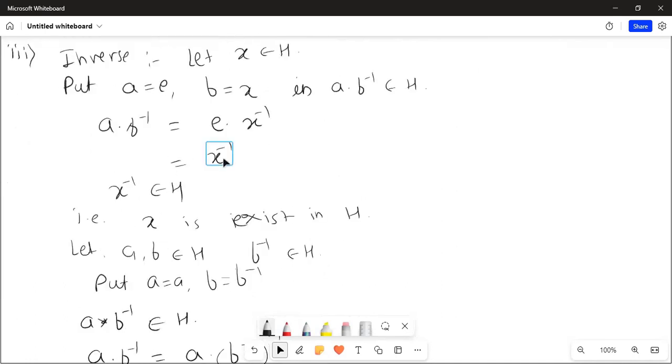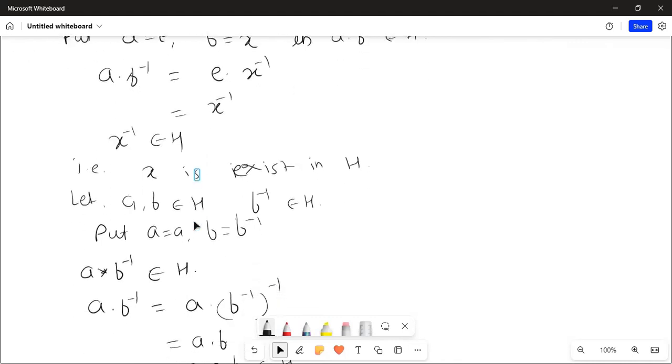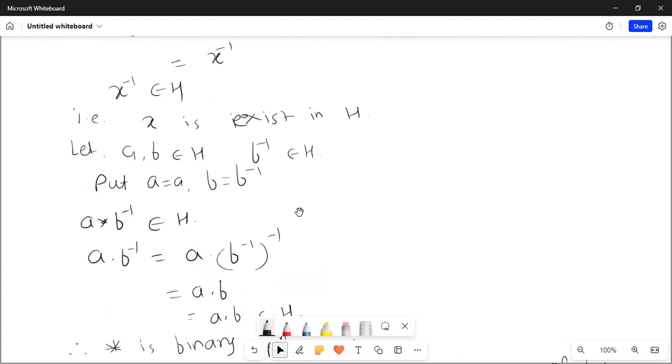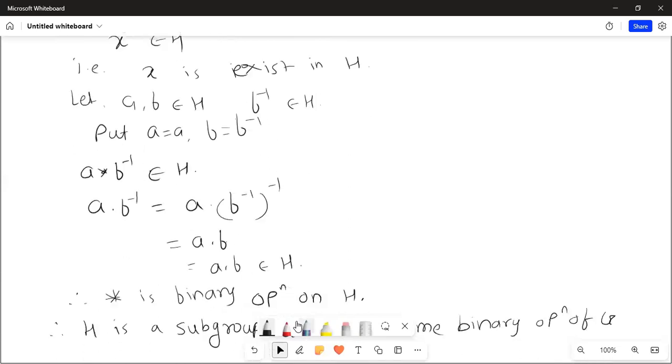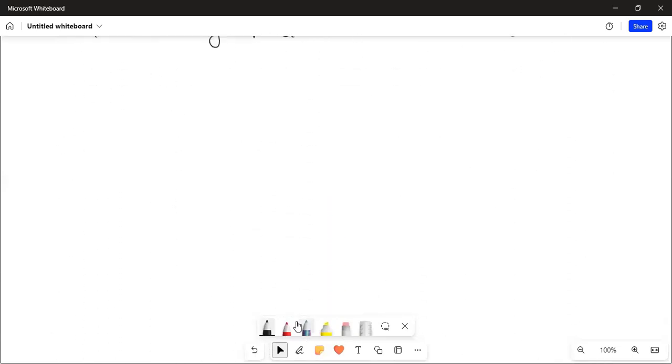इनवर्स में क्या किया है हमने, A की जगह पे E डाला, B की जगह पे X डाला, तो E dot X inverse, that means X inverse आया. So X inverse is also belongs to H. Next, again we have to put A equal to A and B equal to B inverse. Then B inverse of inverse, that means B. AB is also belongs to H, and that means star is a binary operation on H. तो इसके ऊपर जो एग्जांपल है वो देखते हैं. ये थ्योरम के ऊपर जो एक एग्जांपल है देखते हैं.